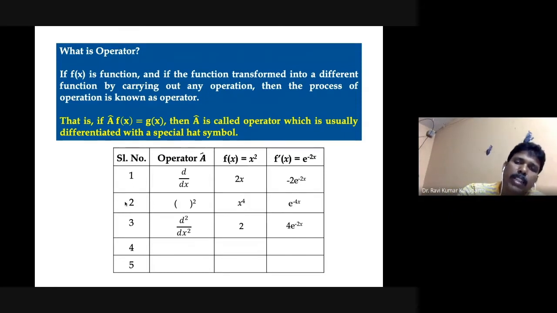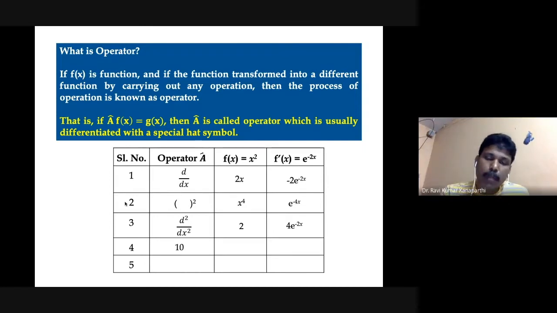And then what about that one? 4 into e to the power minus 2x is the second derivative of the another function. Okay. And sometimes you may be interested in just multiplying the function, right? I just took 10 as a multiplication factor, but then you can take any number of your choice.